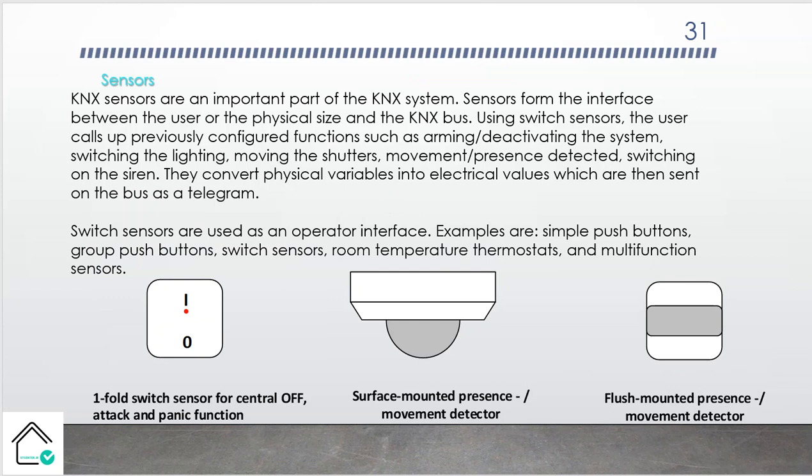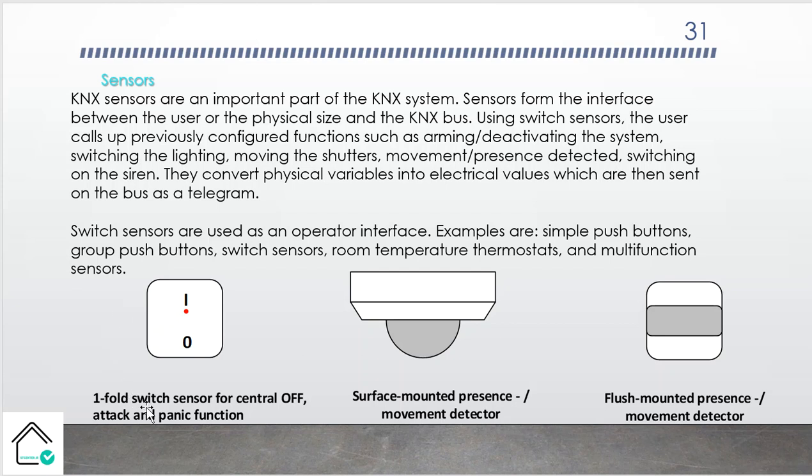Also, the book told us something about sensors. KNX sensors are an important part of the KNX system. Sensors form the interface between the user and the physical layer and the KNX bus. Using a switch sensor, the user calls up previously configured functions such as arming, deactivating the system, switching the lighting, moving the shutter, and so on. Switch sensors are used as an operating interface. Switch sensors mean this one. It can be on a wall or in a touch panel and so on.